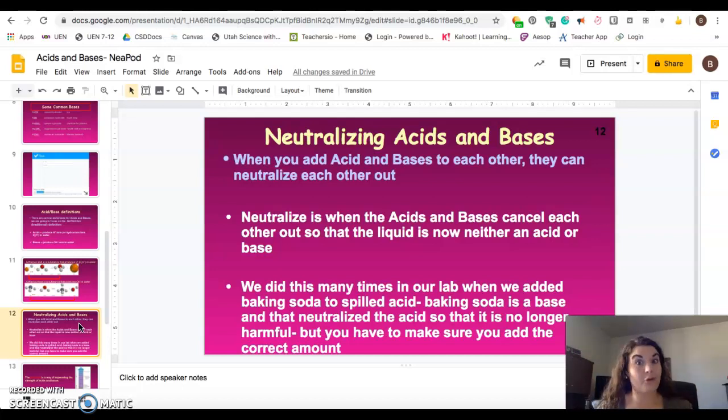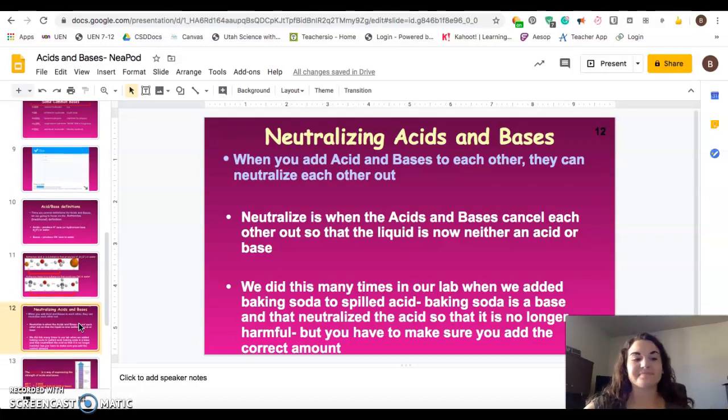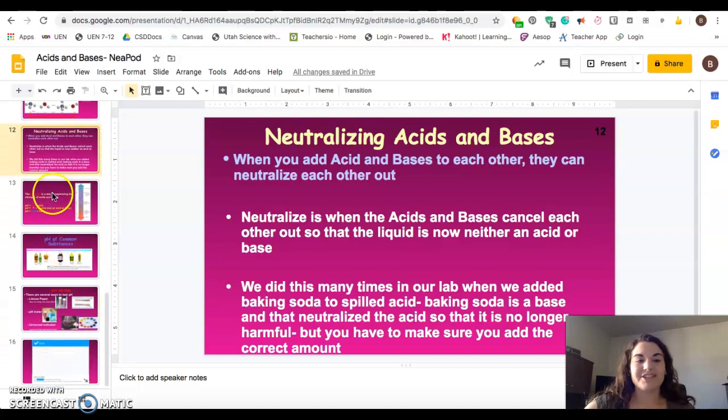Now you guys have done this before in class. Whenever we did a lab with a strong acid and you guys spilled a little bit, I had many of you pour baking soda on those drops on the countertop. And you'll see it bubble like crazy, and then I had to just sweep it up. What you're doing right there was a neutralization reaction. You had a strong acid, and we added some baking soda, a base, and they cancel each other out. So now it is neither acidic nor basic, so it's not as harmful. Kind of cool.